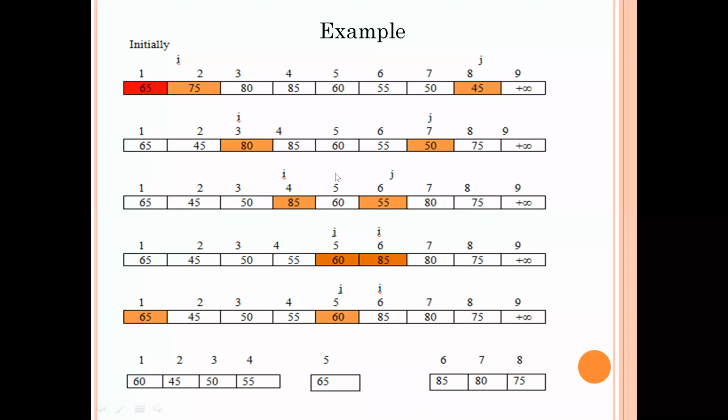That is index 3. Similarly for j. j should move towards the left, that is, it should be decremented. So it is decremented from 8 to 7. So that is 7, and it will compare this 50 with the pivot, that is 65. It should stop when it finds an element less than the pivot. Here 50 is less than 65, so that's why j will stop here.